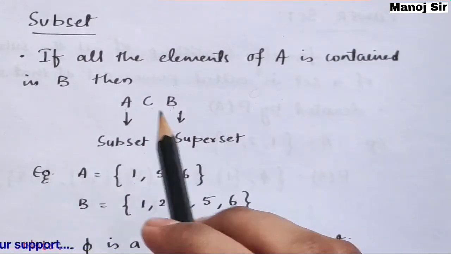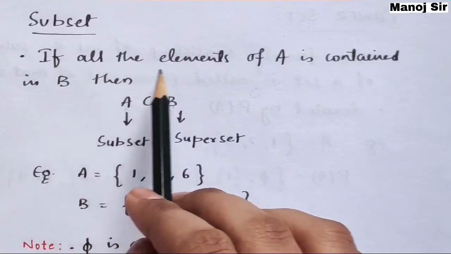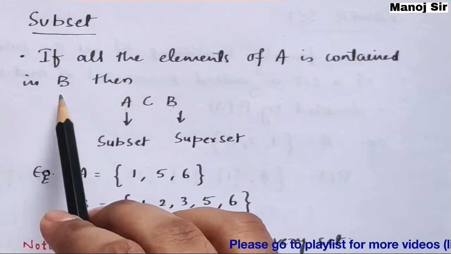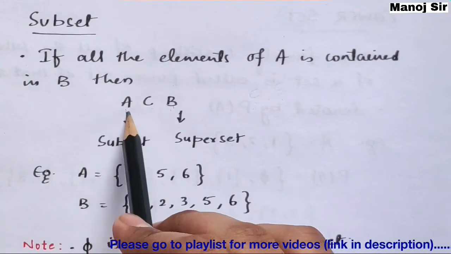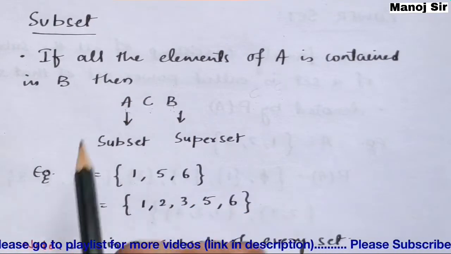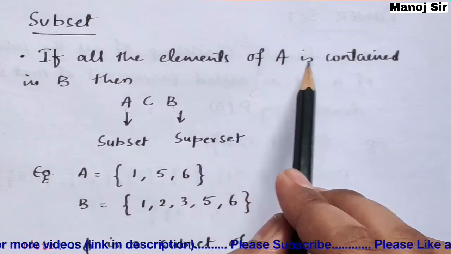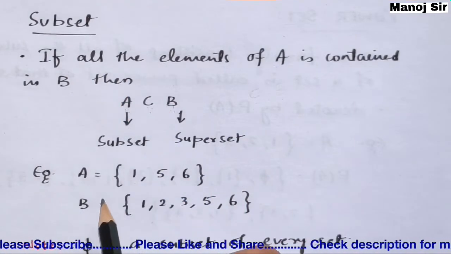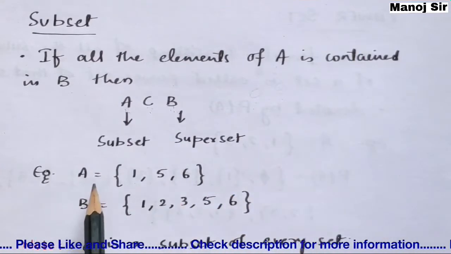So let us start with the topic, that is subset. If all the elements that are present in A are contained in set B, then we can say A is a subset of B. Okay, if all the elements of A are contained in set B, then A is a subset of B. Let us take one example.